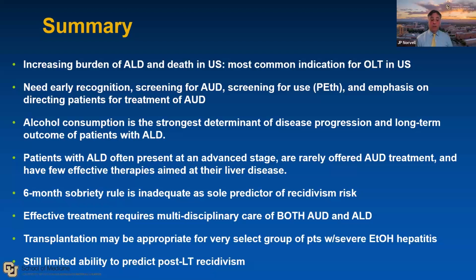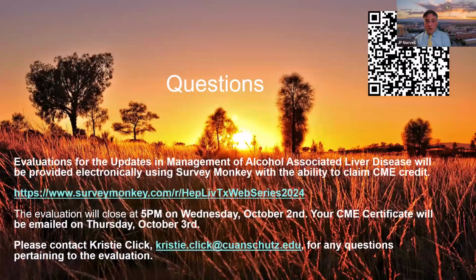We've shown that transplant may be appropriate for a very select group of patients with severe alcoholic hepatitis and decompensated cirrhosis, but we're still, at the end of the day, really limited in our ability to predict post-transplant recidivism. And with that, I think I'll take any questions, and I thank you for your time and attention.